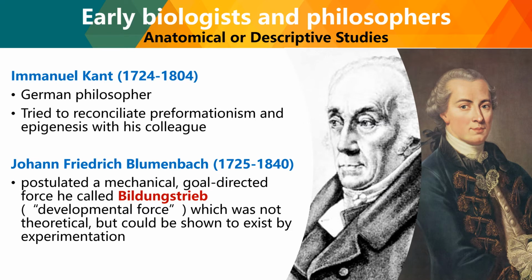So next we have Immanuel Kant. He is a German philosopher. He tried to reconcile preformationism and epigenesis with his colleague Johann Friedrich Blumenbach. So they postulated a mechanical goal-directed force they called Bildungstrieb, or the developmental force, which was not theoretical but could be shown to exist by experimentation. Okay, so these partners tried to combine the ideas of Aristotle and Malpighi.